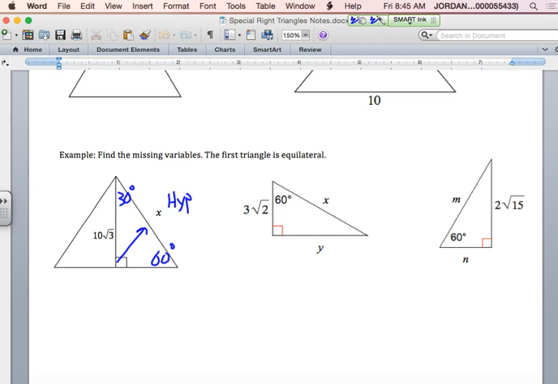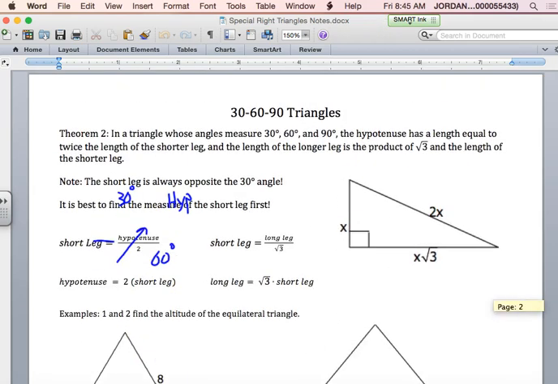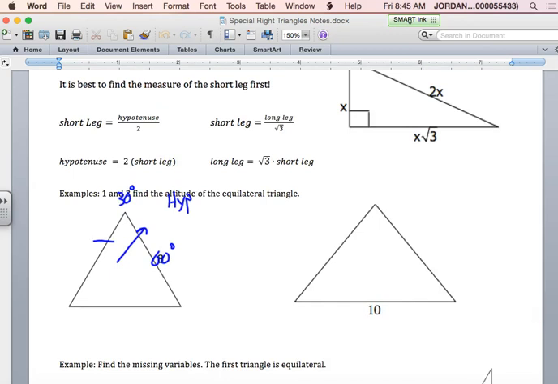So we've got to find the short side first. But the only thing we know is our long leg. Okay, so if this is our long leg, and we want to know the short leg, what's the formula tell us to do? We want to know the short leg, and we know the long leg. So what we know is the long leg, we'll divide it by the square root of 3. And that'll tell us the short leg.